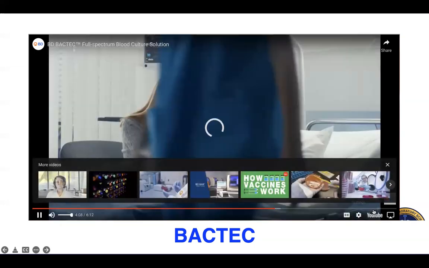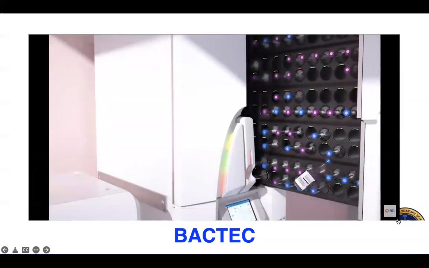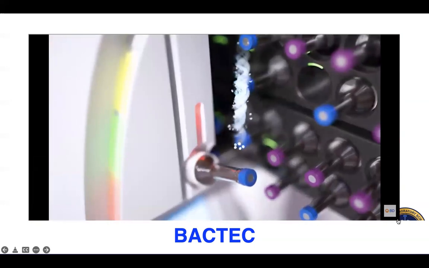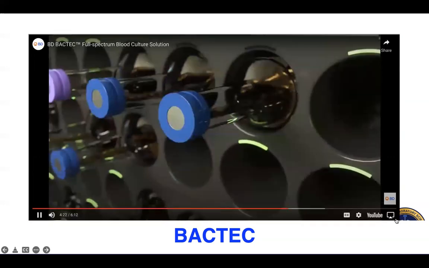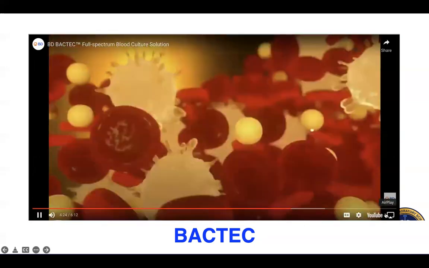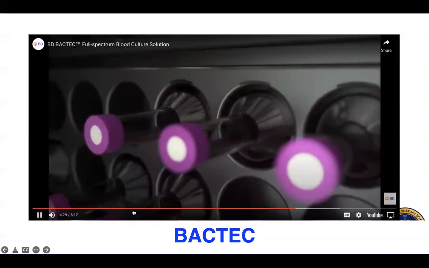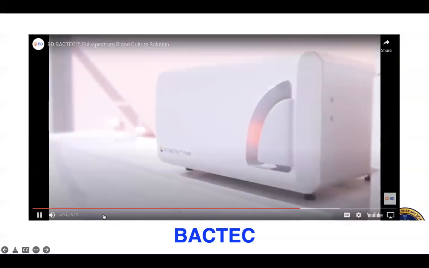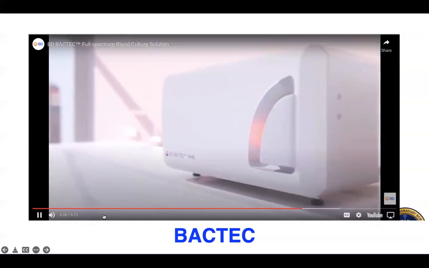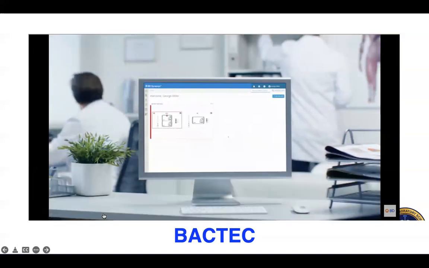The BD BACTEC FX and BD BACTEC FX40 instruments with scalable footprints allow for a simple, rapid workflow for incubation and continuous monitoring of blood culture media. Using unique sensing technology and detection algorithms, the BD BACTEC instrument will identify specimens as being either positive or negative. Positive blood cultures are communicated to the laboratory via automated audible and visual alerts, as well as through the BD Synapsys Informatics solution.